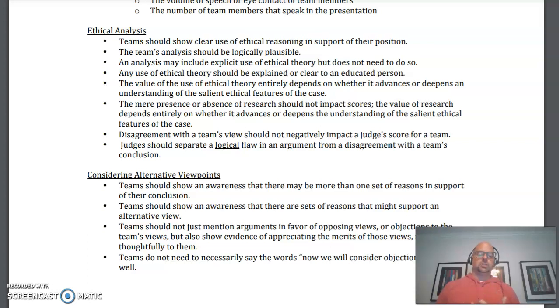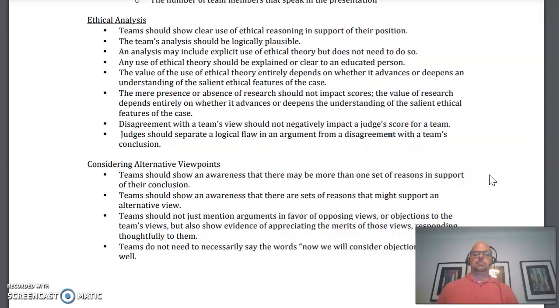Often, judges might start with some value preference that is different from the presenting team's value preference, and so will automatically be led to a different conclusion about the quote-unquote right answer to the case. That is a case where disagreement should not negatively impact scoring. But if your disagreement is based on the fact that you think that the case presented by a team really was lacking in its sort of logical consistency, then that's where it would be reasonable to penalize a team for that.